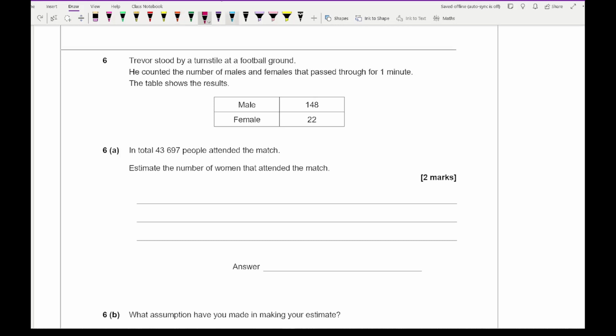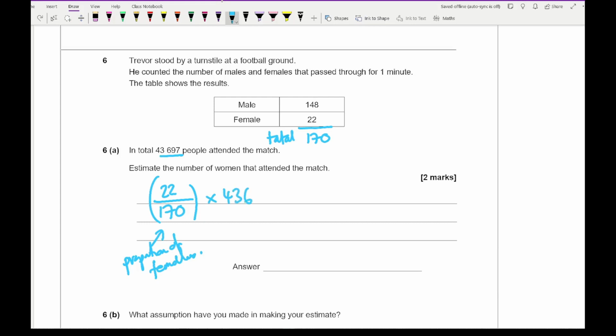Now for this, what we need to do first is work out how many people pass through the turnstile. So that's going to be 170. And then we need to work out the proportion. So it's going to be 22 out of 170. So that there is the proportion of females. And then we need to multiply that by the total, so 43697. And what do we get as an answer?